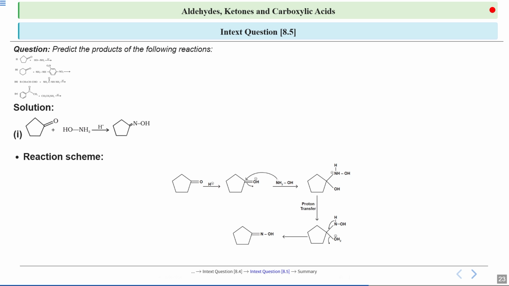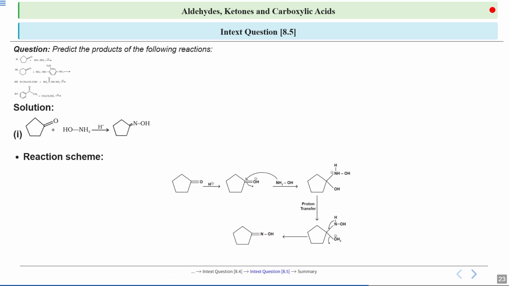Now, when this tetrahedral intermediate is formed, there is a proton transfer. You will see that one of the protons from this nitrogen, which has a positive charge because it is bonded to this ring and two hydrogens, will be transferred.